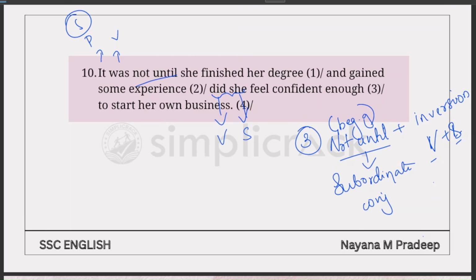Okay, so by now we have studied 3 cases of inversion. One is regarding interrogative statements. Second is the use of negative adverbs in the first position. And the third is the use of subordinate conjunction not until in the beginning of the sentence. Okay.